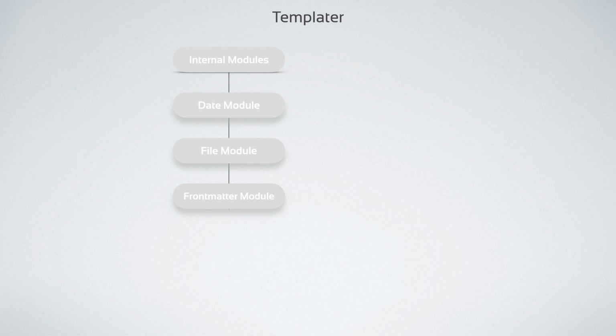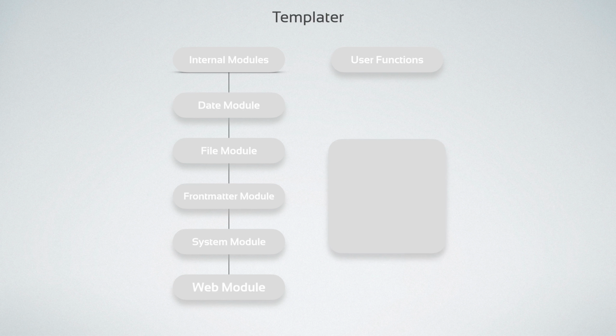In today's video, we continue looking at another internal module of Templator, the file module. Till now, we've covered the date module in the previous video. If you haven't already seen it, I suggest you go through that video first. You can do that by clicking the eye icon on the top right. In the next video, we will cover the front matter, system and web modules. And in the video after that, we'll finally cover user functions, which is the most exciting part of this plugin. It truly allows you to extend Obsidian functionality in unique ways.